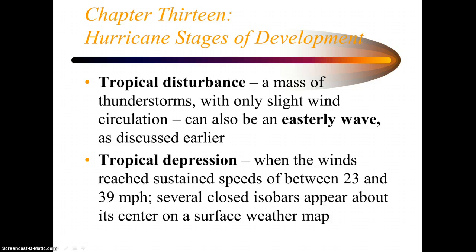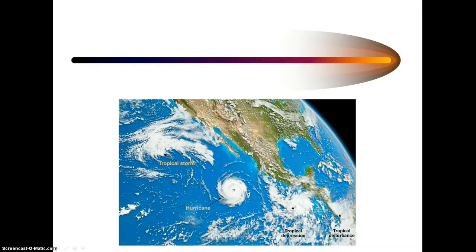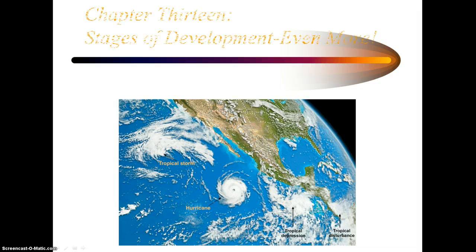Then you start to get several closed isobars appearing around the center, just like on a surface weather map. A tropical storm is when the isobars are packed more tightly together, and the wind speeds are no less than 40 miles an hour, but no more than 74 miles an hour. Then it's a tropical storm, and it gets a name on the so-called list. We'll talk more about that list of names a little bit later. And then when the maximum sustained winds exceed 74 miles an hour, it is called a hurricane. We'll talk later on about the classification system for hurricanes depending on the wind strength. So it goes tropical disturbance, tropical depression, tropical storm, and hurricane.